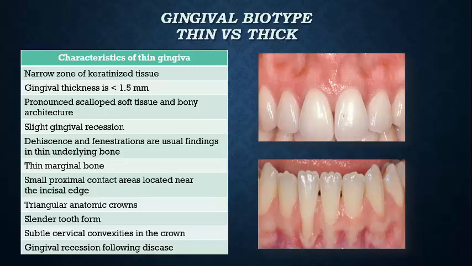So it's very important to know if our patients have a thin biotype or thick biotype before we place our implant, because this will dictate how we're going to place our implant and what treatment modality we need to proceed with. So the thickness of the soft tissue with these people is less than 1.5 millimeters. Let's see the thick biotype.